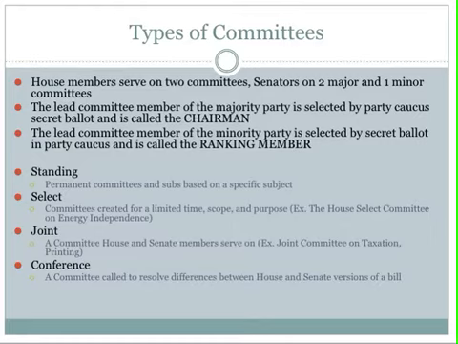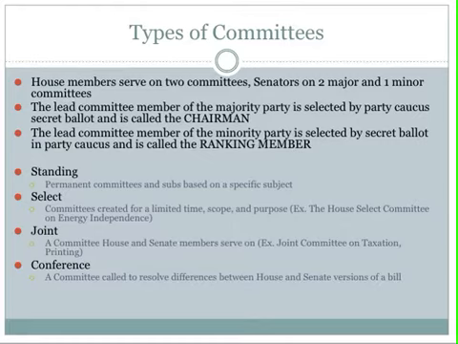The different types of committees: a standing committee is a permanent committee based on a specific subject. They are always there. Then there's select committees, created for a limited time, maybe a specific purpose. Then there's joint committee, where House and Senate members serve together on a specific committee.